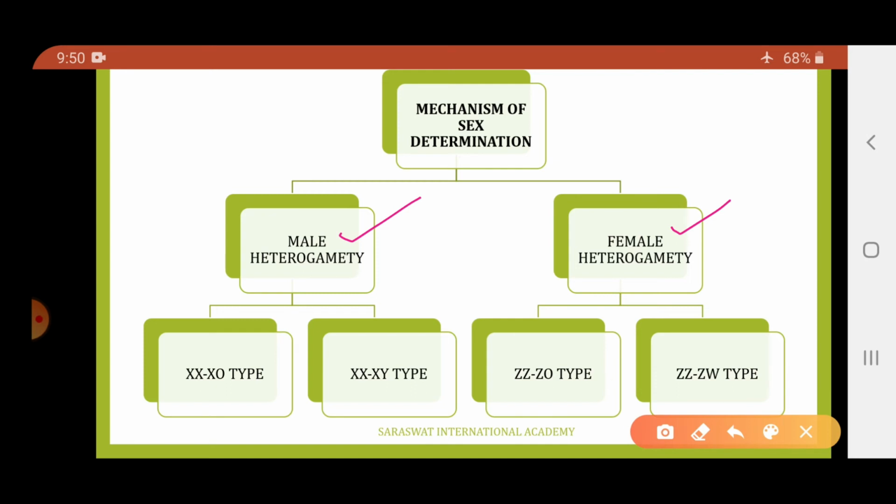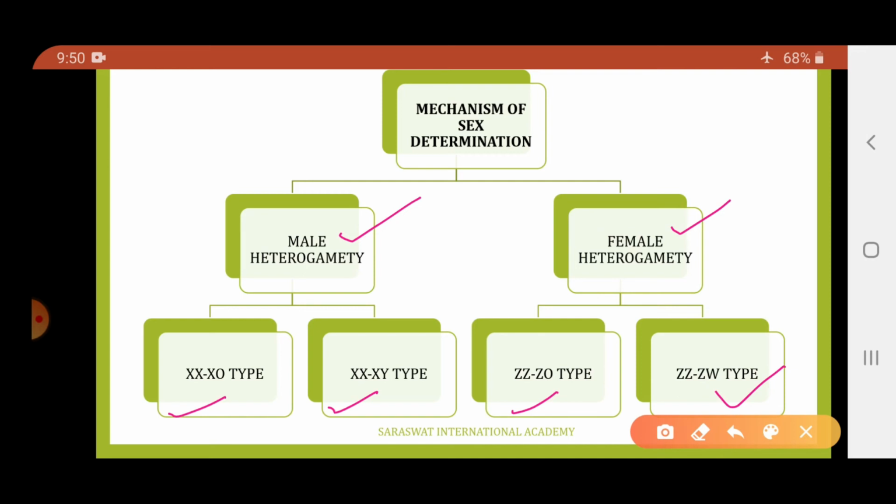Male heterogamety is further divided into two types, XX-XO type and XX-XY type, and female heterogamety is further divided into two types, ZZ-ZO type and another one is ZZ-ZW type. We will study what both of these are.